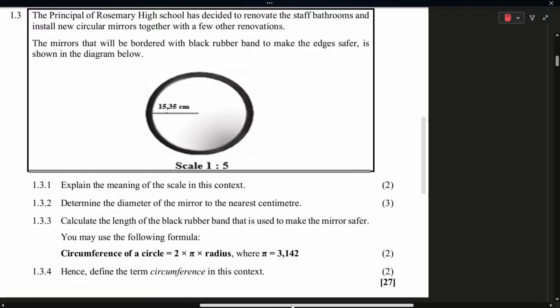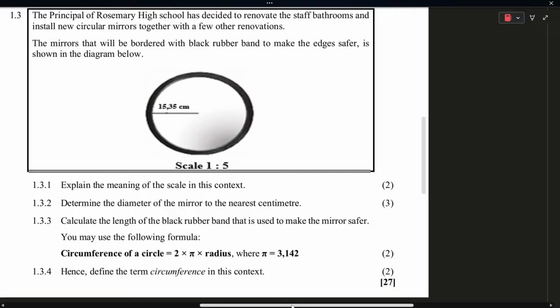Okay, now in 1.3, what are we seeing, my learners? We are seeing that the principal of Rosemary High School has decided to renovate the staff bathrooms and install new circular mirrors together with a few other renovations. The mirrors that will be boarded with black rubber band to make the edges safer is shown in the diagram below. So that is what we are having.